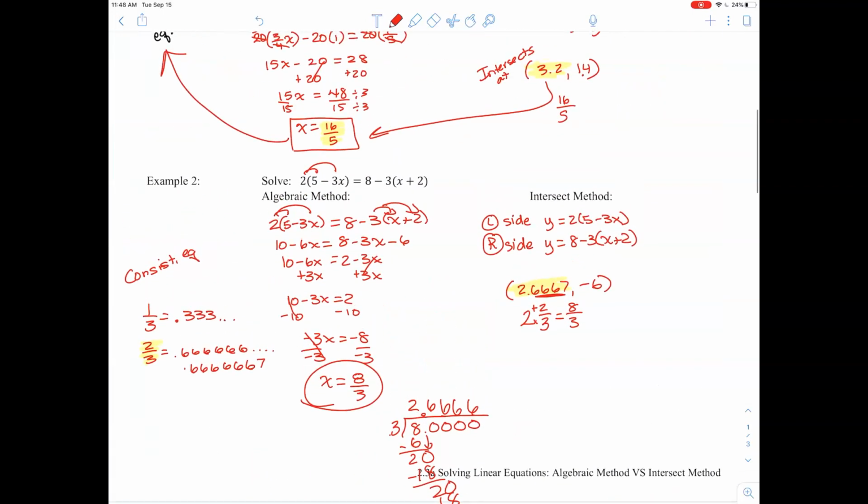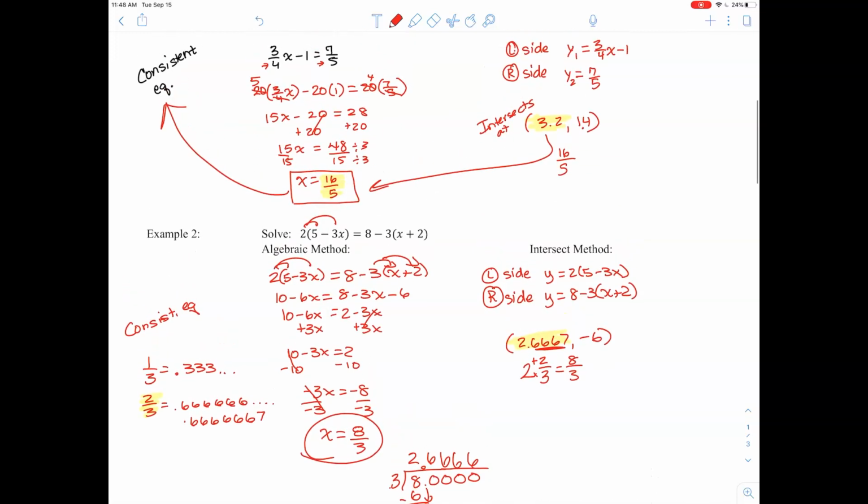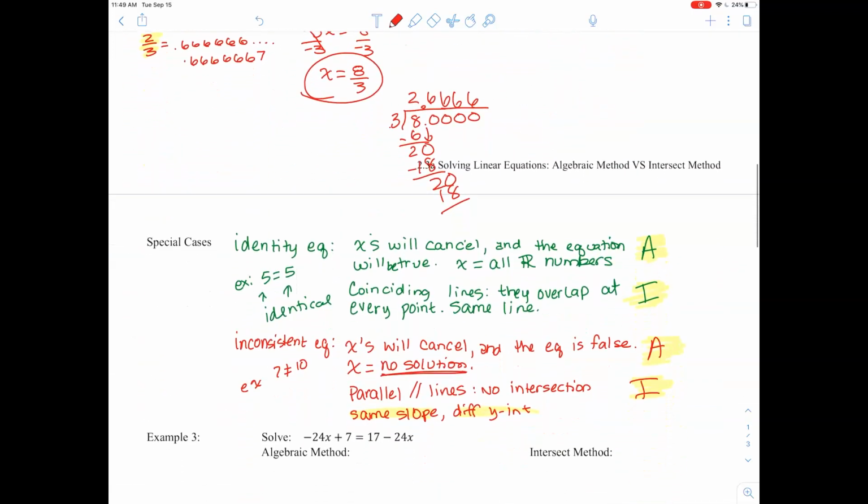Okay, so those are your consistent equations. So that happens when you get two lines that intersect. But that's not the only way that lines can interact on a graph.